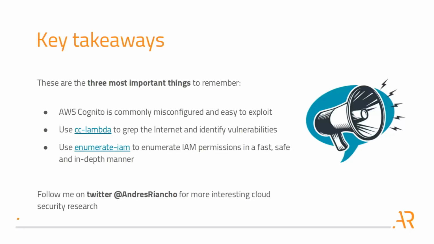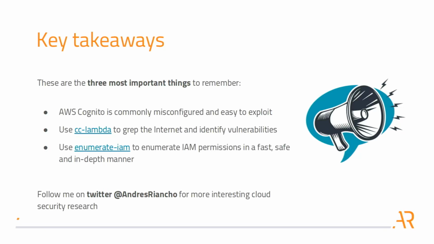Closing thoughts. So there are three important things that I want you to take away from this session. First, AWS Cognito is commonly misconfigured. Developers are assigning excessive privileges for those roles. If you are ever doing an assessment and you find AWS Cognito, check it out. Learn, exploit, and gain access to sensitive information. If you don't do it during your assessment, an attacker is going to do it.